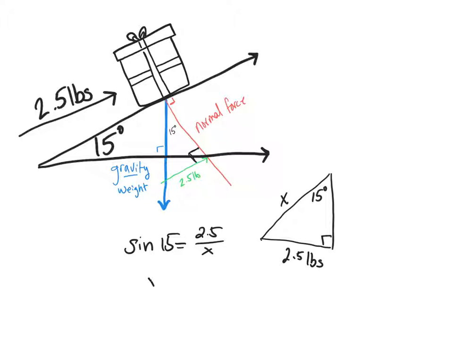Do a little bit of math. You're going to find that x is equal to 2.5 divided by the sine of 15 degrees. That's easy enough. We can calculate that. You can round your answer to the nearest tenth, and that should be sufficient to get your answer. It turns out that 2.5 divided by sine of 15 is about 9.7. So we would say the package weighs about 9.7 pounds, which makes sense.